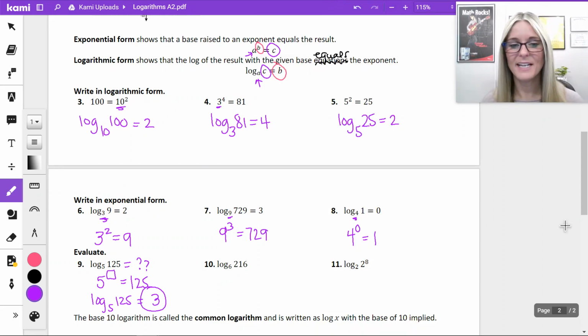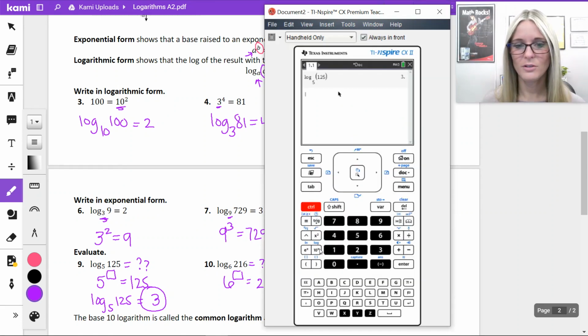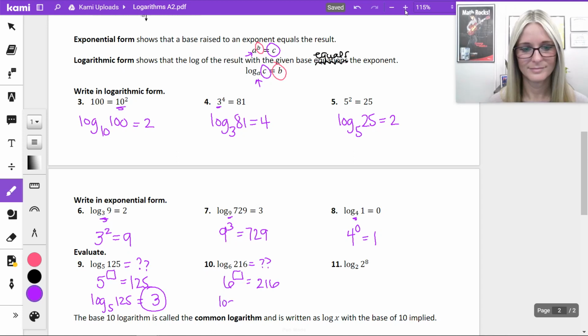Number 10, log base 6 of 216. What would be the exponent? What would be the answer here? So if I had 6 raised to the what gives me 216 is what we're asking ourselves. Is it 2? 6 squared is 36. Is it 3? I'm not sure. Let's grab that calculator. Control 10 to the x is going to give me that log. We had base 6 of 216 is 3, another cubed. So log base 6 of 216 is equal to 3.